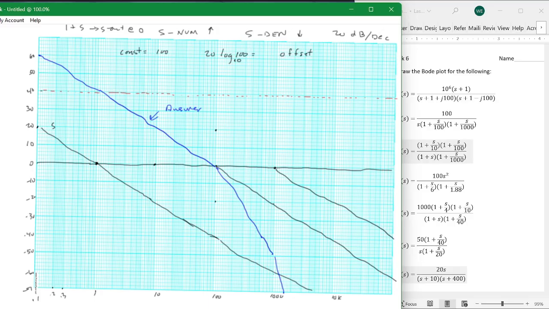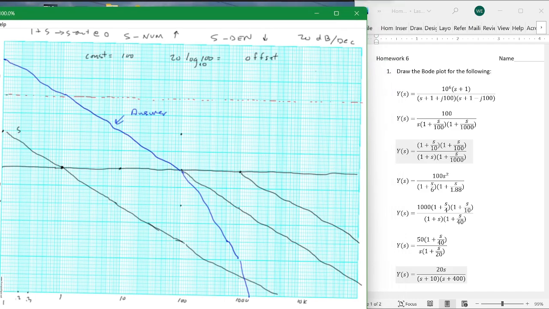Now, what can I do to make this harder? Well, this is in its final form because it's the 1 plus the S over something. Otherwise you have to convert it to this form, or you have to get it to the 1 plus s over whatever.